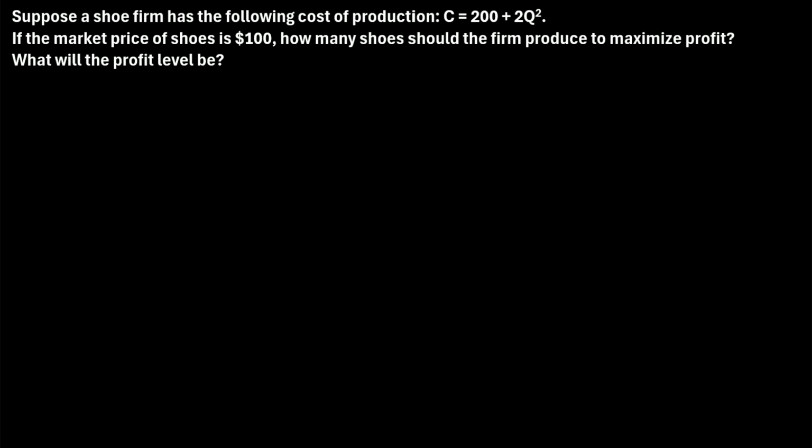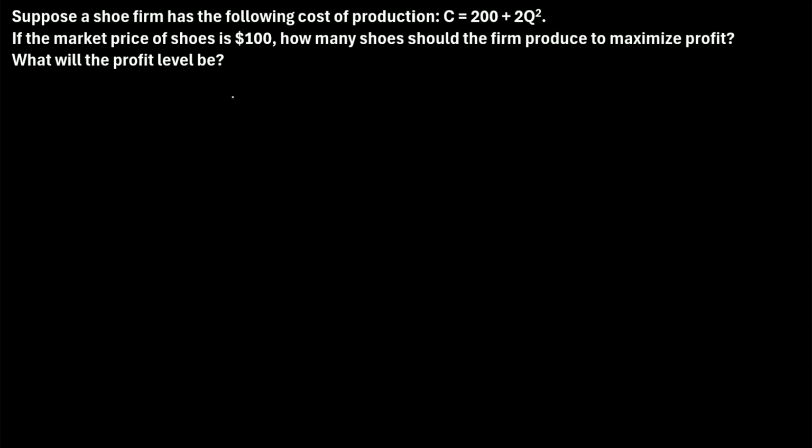In this video, I will explain how to maximize profit for a firm given their cost function and their revenue function. So let's jump into an example. This says, suppose a shoe firm has the following cost of production. C, the cost, is equal to 200 plus 2Q squared, where Q is the quantity of goods being produced. If the market price of shoes is $100, how many shoes should the firm produce to maximize profit? And what will the profit level be?